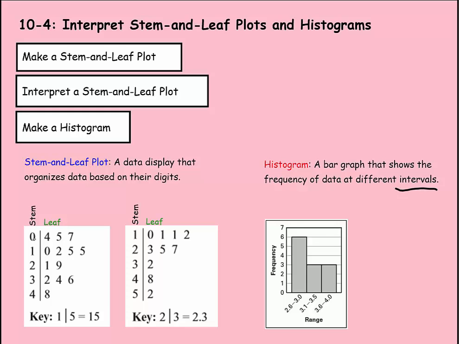So from 0 to 0.9, we have 3 times that occurs. From 1 to 1.9, it occurs 4 times. From 2 to 2.9, it occurs twice. And the same idea over here. So for the values of 2.6 to 3, it occurs 6 times. It occurs the most times, clearly. From 3.1 to 3.5, it occurs 3 times. So both of these can show frequency, except a stem and leaf plot shows it a little more clearly.